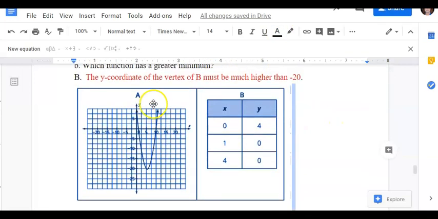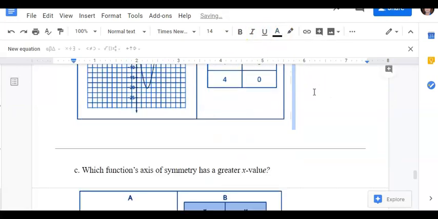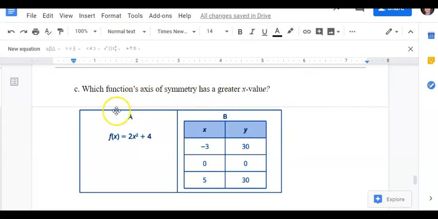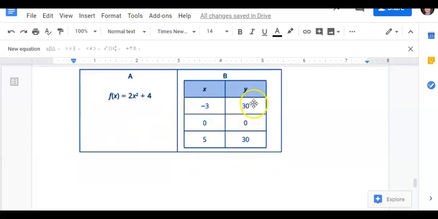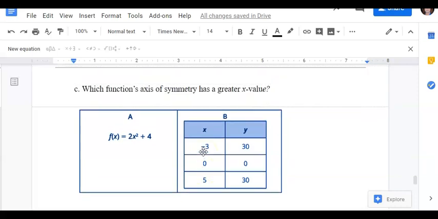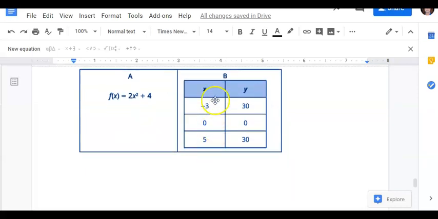All right, let's move on to the next one. Which function's axis of symmetry has a greater x value? Well, this time the table's the easy one because the y-coordinates here are both 30. So the axis of symmetry would have to be halfway between these two numbers. Now 0, you would think, is the axis of symmetry, but be careful. 0 to negative 3 is only 3 spaces, and 0 to 5 is 5 spaces. So that point 0, 0 is not in the center of those 2 points.